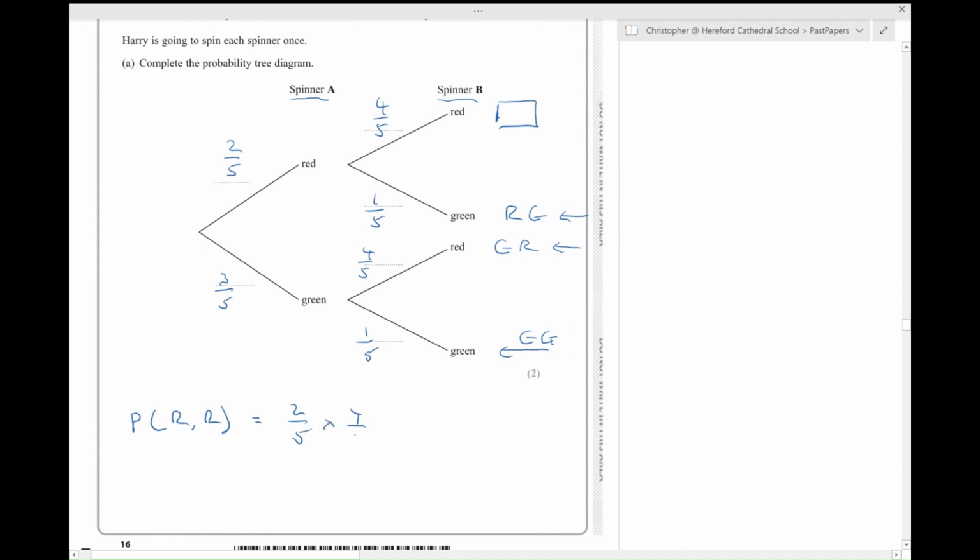So the probability of red is 8/25. Now all the other outcomes have at least one green, don't they? So the probability of at least one green is 1 subtract the probability of them all being red, which is going to be 17/25, and that's my answer for this part B of the question.